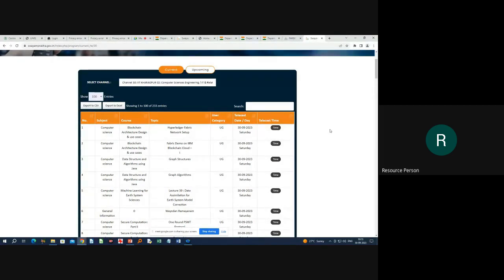Nobody will be able to do cheating. Because right now what is happening? Assignments are copied and everybody submits the same thing, copied and submitted. We don't know what to do.